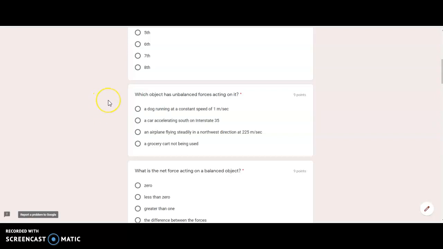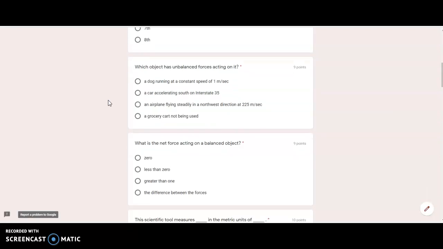Okay, first question. Which object has an unbalanced force acting on it? Would it be a dog running at a constant speed of 1 meter per second? A car accelerating south on Interstate 35? An airplane flying steadily in a northwest direction at 225 meters per second? Or a grocery cart not being used? Which one of those shows an unbalanced force acting on it?